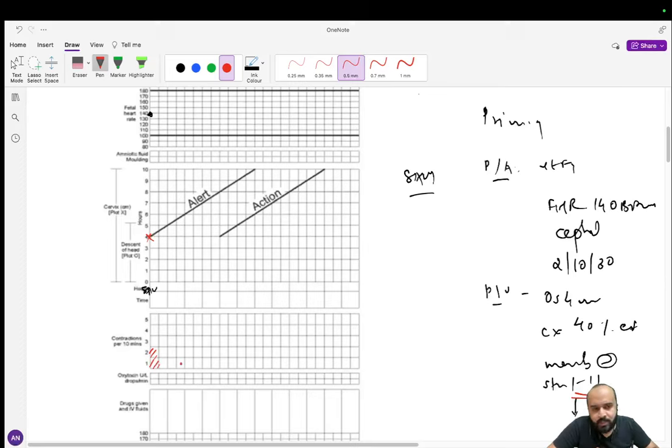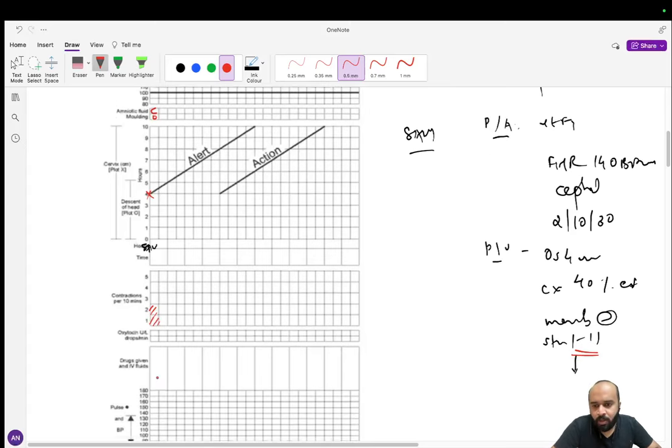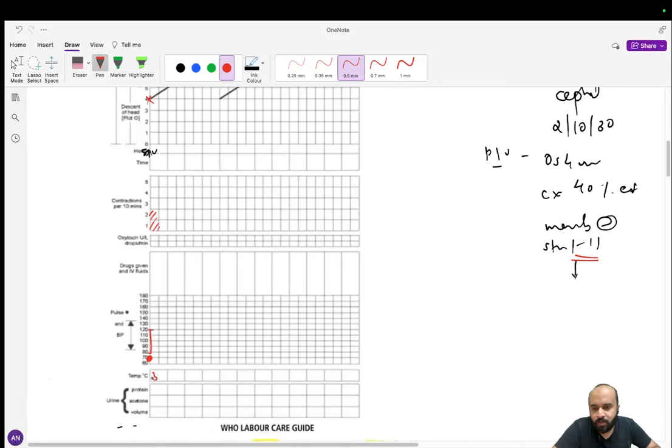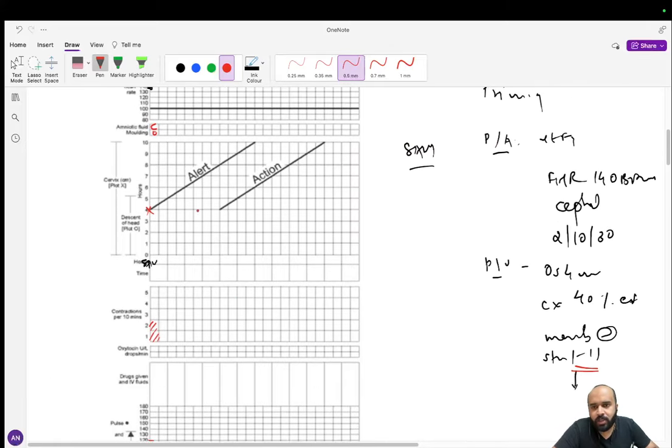What do I do next? The membranes are absent, so the amniotic fluid is clear. So I'm going to write over here as C. And the molding that I could feel was not there, so it was 0. This is how I have written, and the maternal pulse was in the normal range. It was 70, and the BP was also in the normal range. She was having a temperature of 37 degrees. Her urine protein and all was not checked because she was not hypertensive. These were my initial assessments.